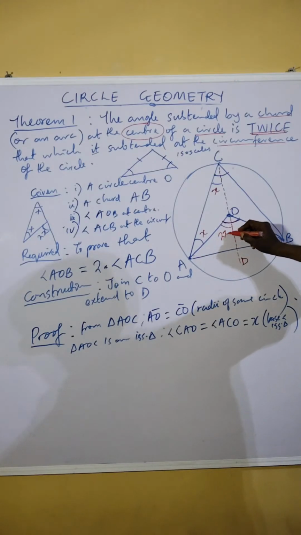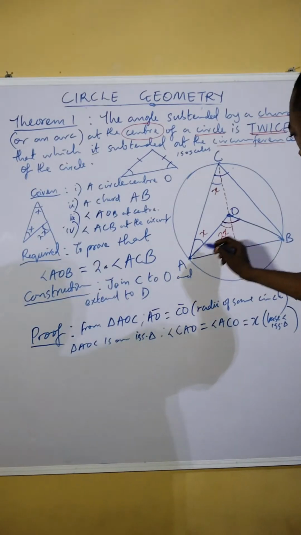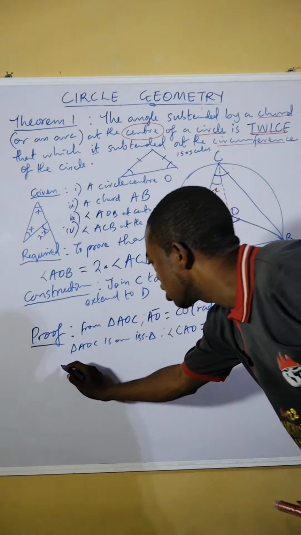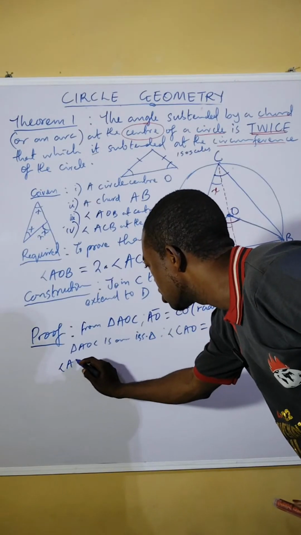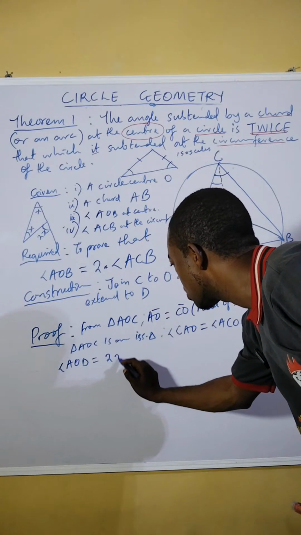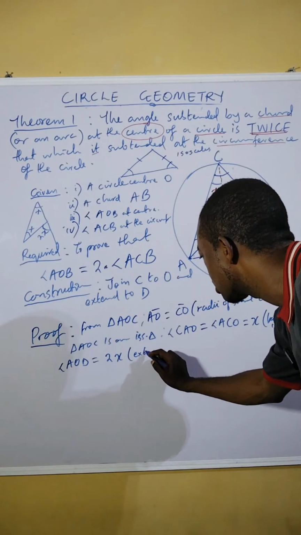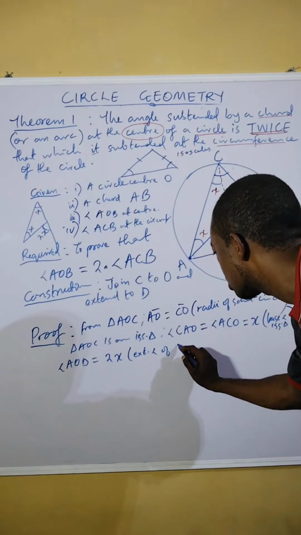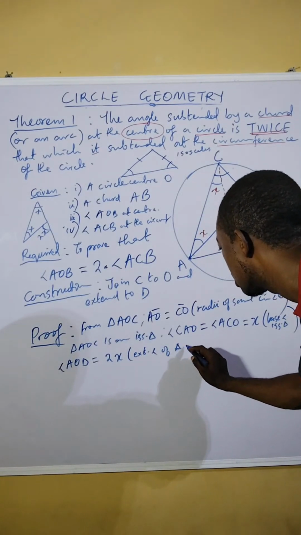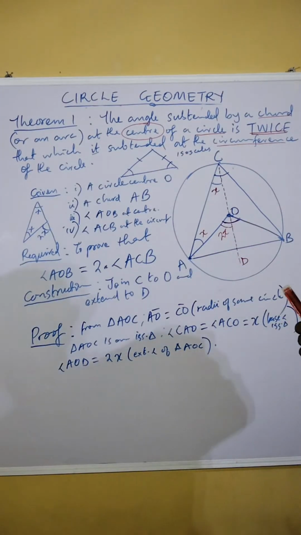So we can establish that here. This angle here, which is angle AOD, is equal to X plus X, which is 2X. Why is it like that? Exterior angle of triangle AOC. That is that. Now we are done with this side.